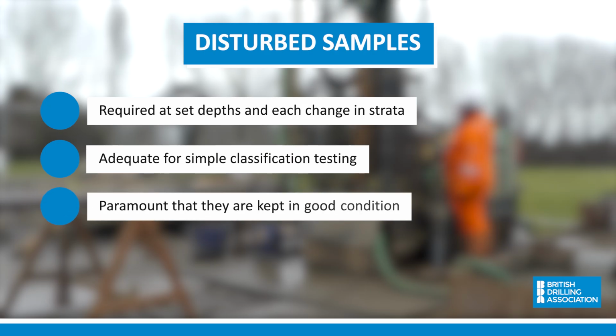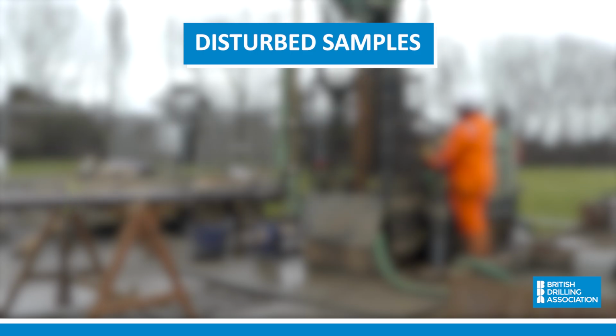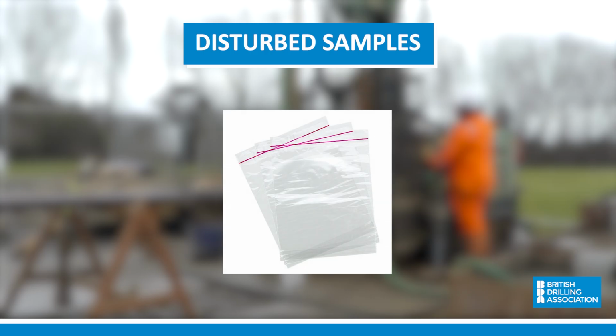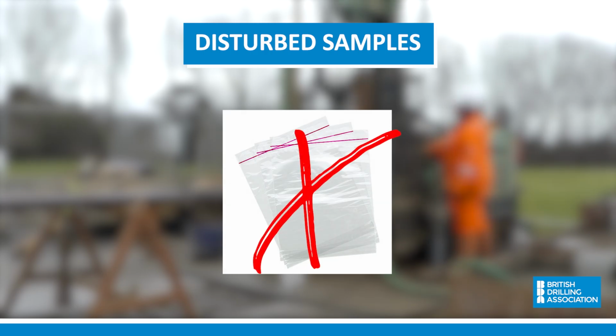Although they are classified as disturbed and are only used for classification testing, it is still paramount that all samples are kept in good condition and treated with care and respect. For example, containers such as supermarket sandwich bags should never be used for small disturbed samples, as they cannot maintain the natural water content of the sample within them.